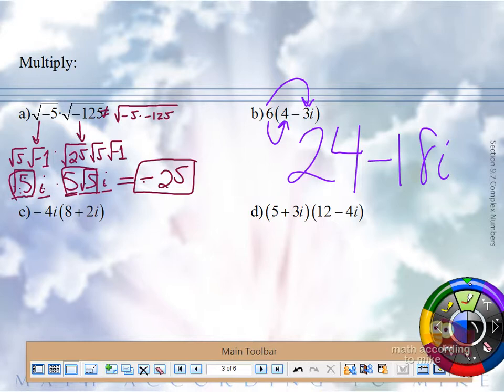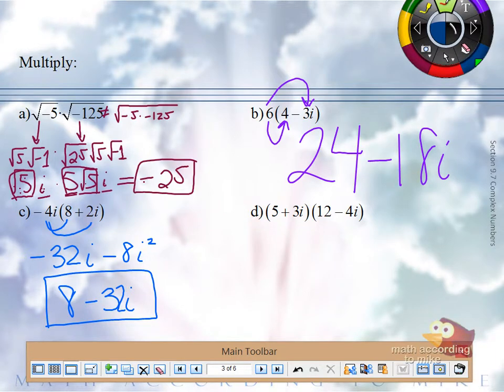C, another monomial times a binomial. -4i times 8, minus 32i. Then -4i times 2i. Well, the -4 times the 2 makes -8, i times i makes i squared. But what is i squared? What is -8 times -1? 8.